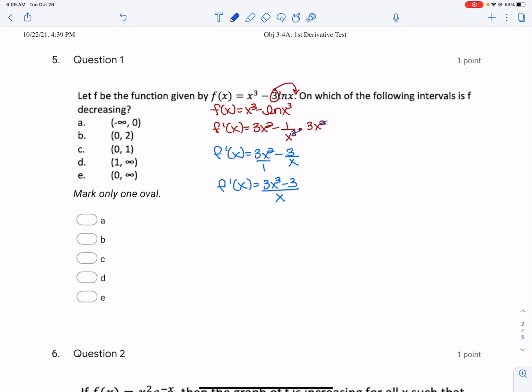So where is the function decreasing? Well, I'm going to have to set this equal to 0. And this is what I talked about in class. I can get a situation where my critical numbers can occur at places where it makes the denominator equal to 0. So all of my critical numbers are negative 1, 0, and 1.